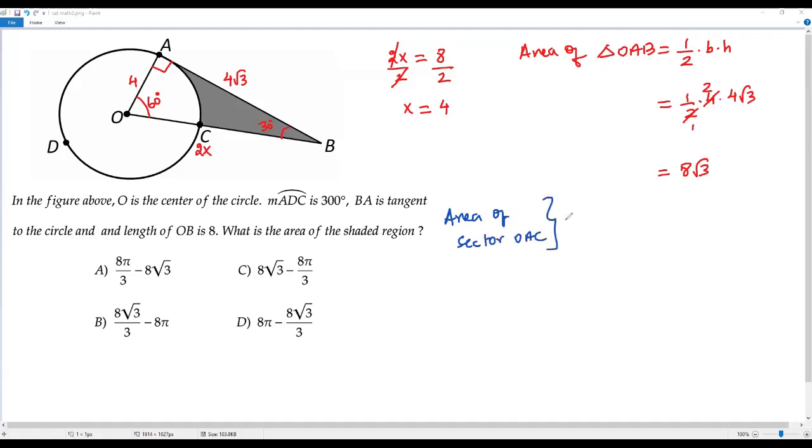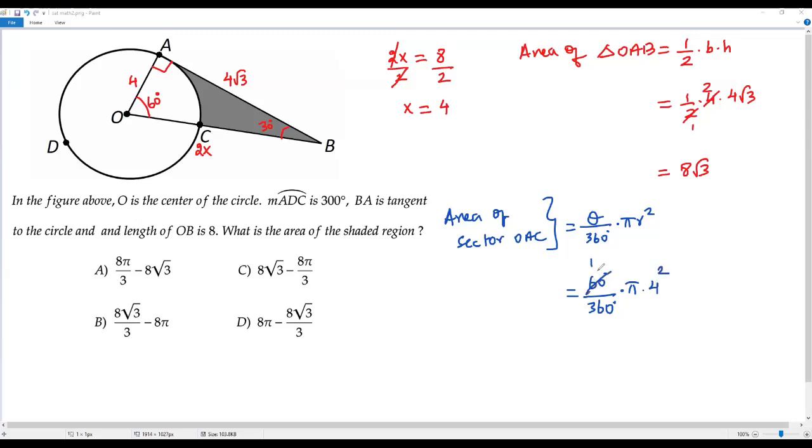OAC equals theta divided by 360 degrees times the area of the circle, which is pi r squared. Here theta is the central angle of the sector. In this case, the central angle of the sector is 60 degrees. We can plug in 60 degrees for theta, divided by 360 degrees, times pi times r squared. Here this r represents the radius of the circle. Actually, this OA represents the radius of the circle. We got the length of OA, that is 4. So 4 is the radius of the circle. We can plug in 4 for r.